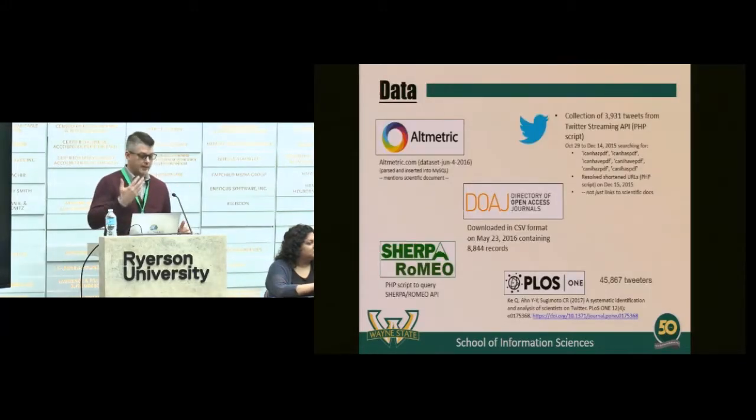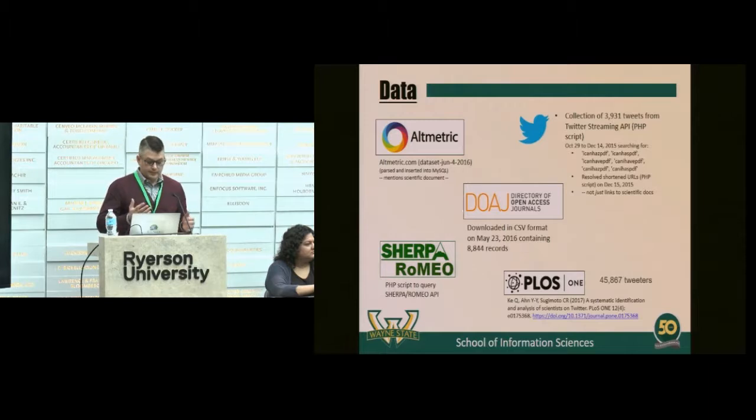So again, I have altmetric data. I'm using the 2016 data set. And I also wrote a PHP script that allowed me to collect tweets from the Twitter streaming API, where I looked for 6 different versions of ICanHasPDF. So people spell it differently, they rotate the word order, etc.